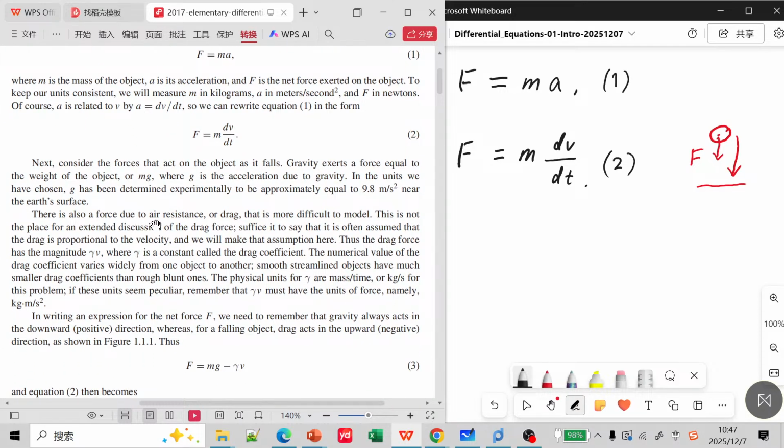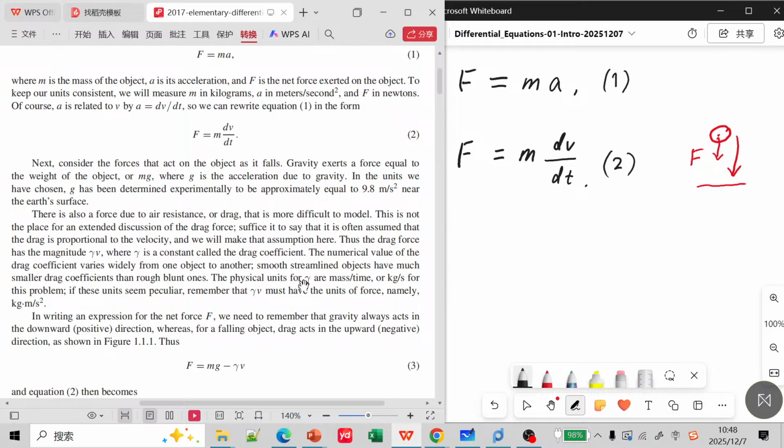There is also a force due to air resistance, or drag, that is more difficult to model. This is not the place for an extended discussion of the drag force. Suffice it to say that it is often assumed that the drag is proportional to the velocity, and we will make that assumption here. Thus, the drag force has the magnitude gamma v, where gamma is a constant called the drag coefficient. The numerical value of the drag coefficient varies widely from one object to another. Smooth, streamlined objects have much smaller drag coefficients than rough, blunt ones.